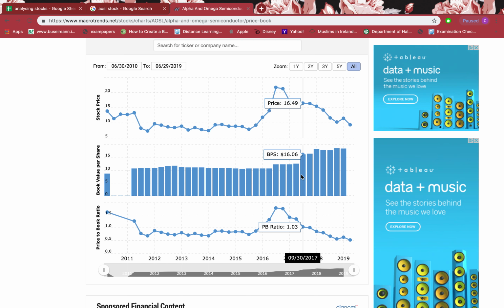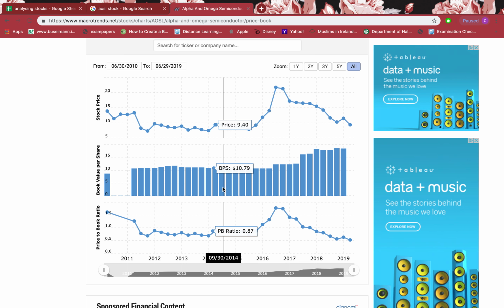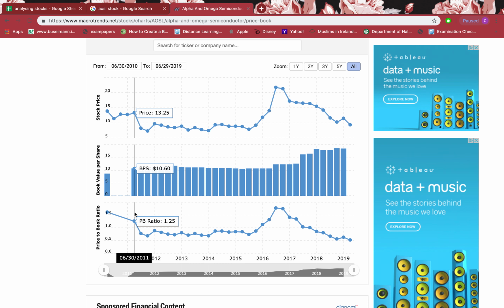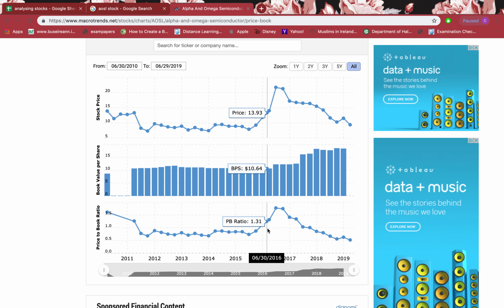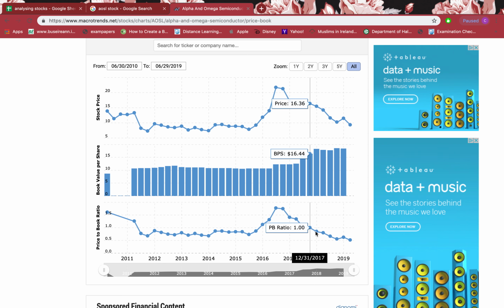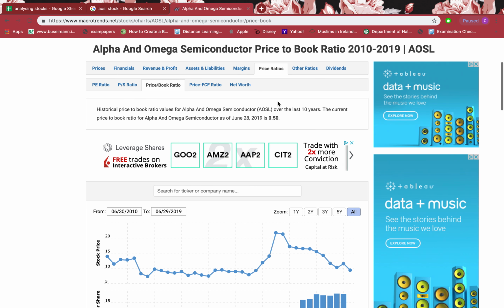Previously, in 2017 and 2016, it was a bit more expensive than book value, and then in 2015 it was a big bargain. So it's been a bargain from 2011 to 2015, and then from March 2018 up till now, it's a bargain. So it's very undervalued. If somebody wants to buy it now, it's a good thing.